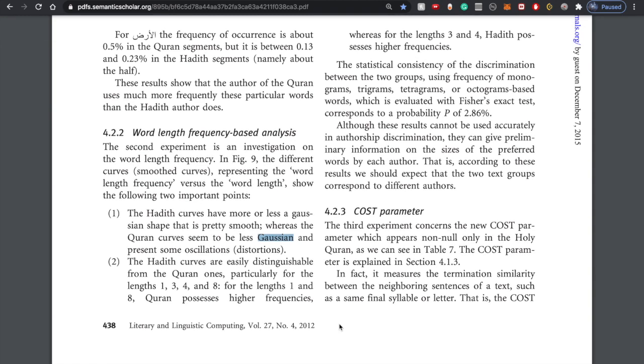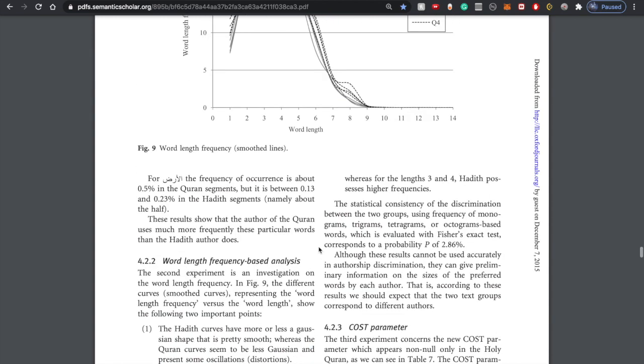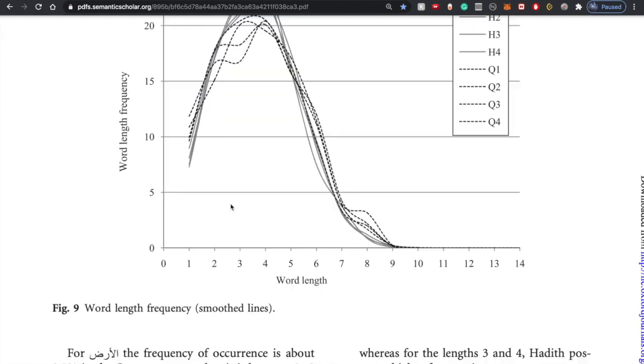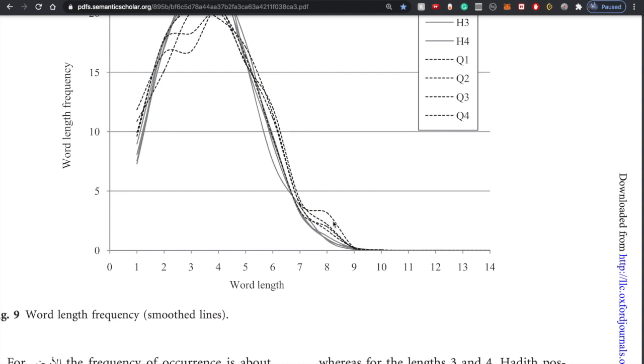The hadith curves are easily distinguishable from the Quran ones, particularly for the lengths 1, 3, 4, and 8. For the lengths 1 and 8, the Quran poses higher frequencies, whereas for the lengths 3 and 4, hadith pose higher frequencies. So 1, for example, you can see in 1, there is a very significant difference between how often it is used in the Quran versus the hadith. In 8, you see a significant difference as well, right? So like, look at this.